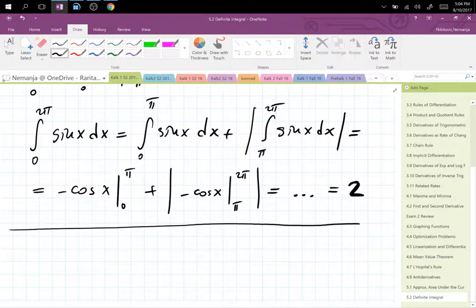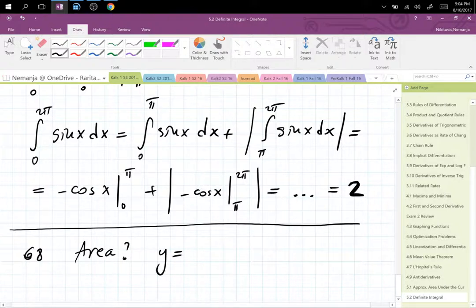All right, problem 68. What's the area for y equals 4x minus 8 on negative 4 to 8?